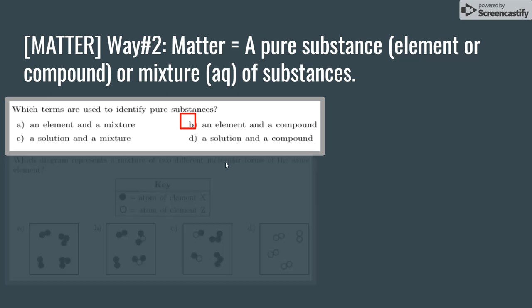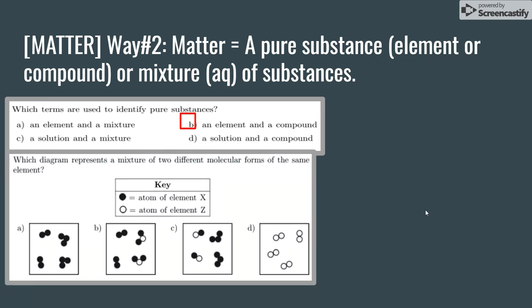Let's try another problem. Which diagram represents a mixture of two different molecular forms of the same element? If we recall, whenever we want to show bonding, we show particles connected to each other. So we have two particles, a black particle, which is element X, and a white particle, which is element Z. We're looking for two different molecular forms of the same element. So we can immediately eliminate anything that contains a combination of X and Z together.